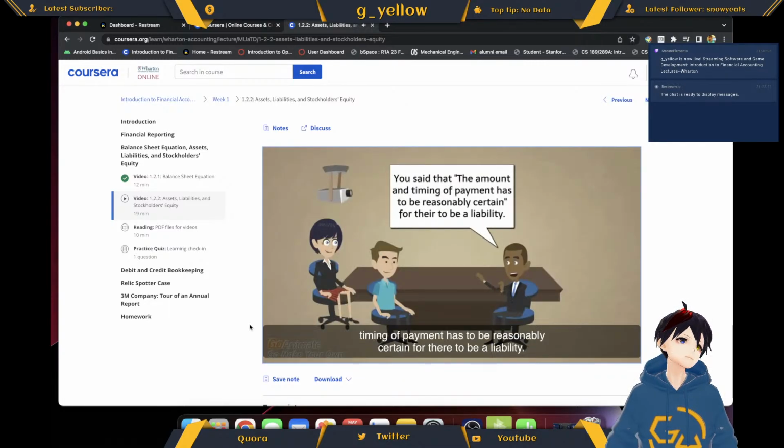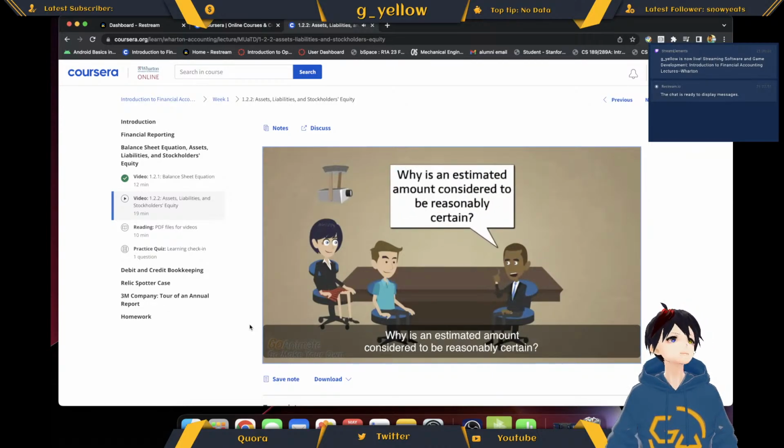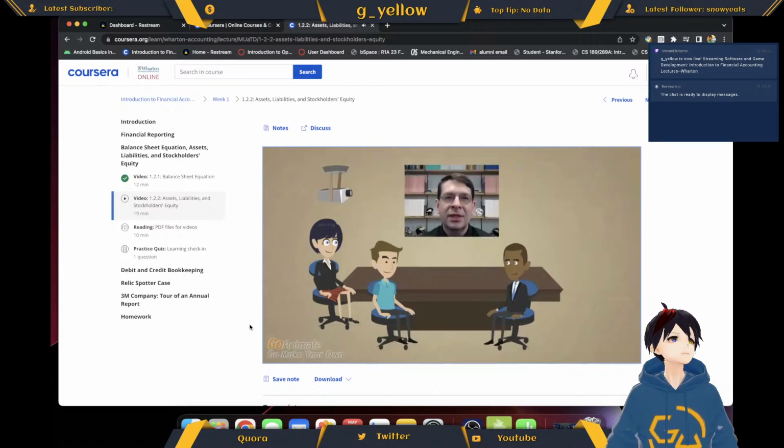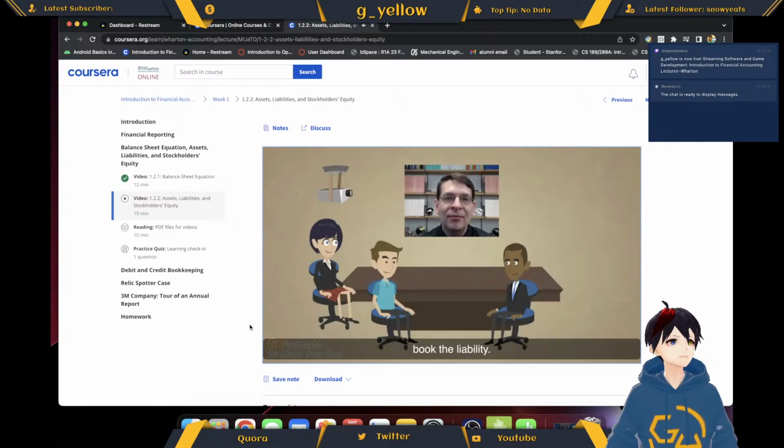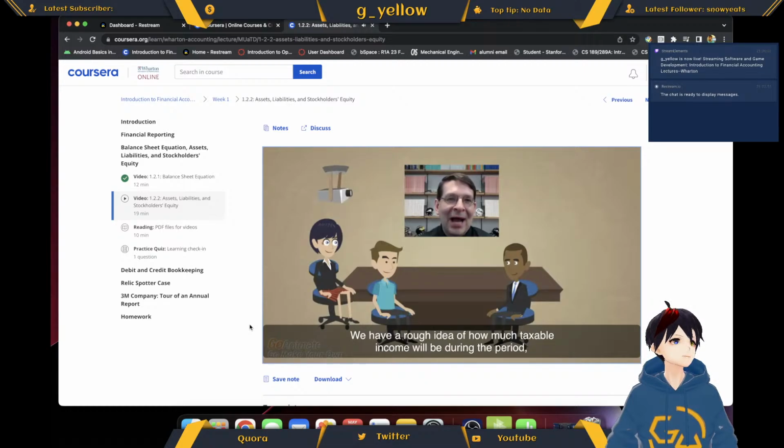You said that the amount and timing of payment has to be reasonably certain for there to be a liability. Why is an estimated amount considered to be reasonably certain? We're going to have to make a lot of estimates in accounting. As long as we're reasonably certain about the number, we should go ahead and book the liability. For something like taxes, there are tax forms available on the web. We have a rough idea of how much our taxable income will be during the period, and so we can estimate what our tax liability is. Now, it may not be 100% correct when we eventually file the form, but whatever our best estimate is a much better estimate than ignoring it completely. So we go ahead and put our best estimate on the financial statements.